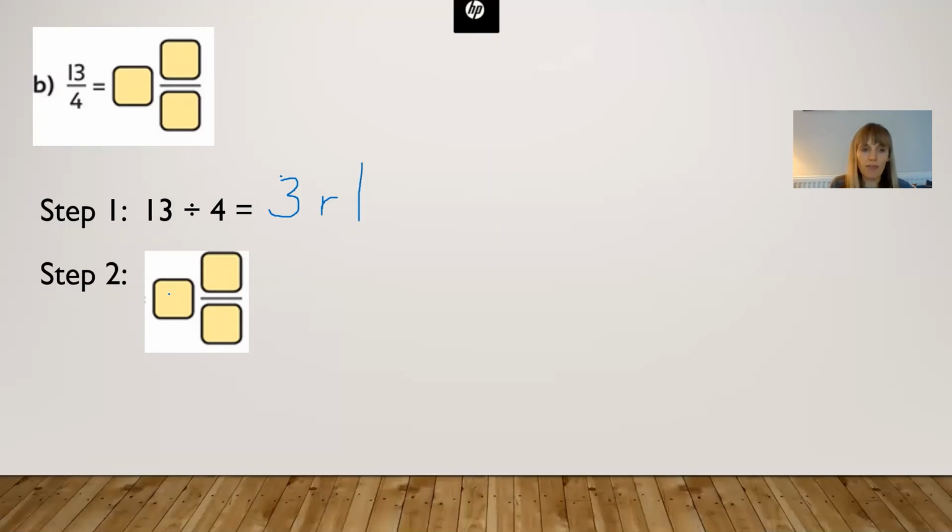So that means I've got 3 wholes. I've got 1 left over, so I'm going to write that at the top as my numerator. And then I think, well, what am I going to write as my denominator? I go back to my original fraction, and I think, well, we're looking at quarters, so this must be the same. So it's 3 and 1/4.